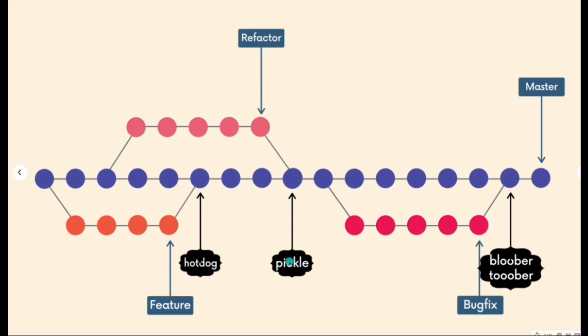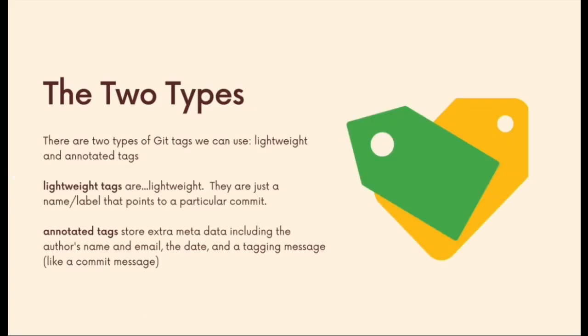Think of what you see here, a name referring to a moment in time. Annotated tags include additional information, including a tag message, kind of like a commit message, the author's name and email, the date. And for that reason, because they include all this additional metadata, they are generally preferred in a lot of big projects. They'll ask you to use annotated tags, not lightweight tags. So I'll show you how to do both of them. They're very simple. It's really just one command we need to cover, which is git tag. And then we'll go on from there.